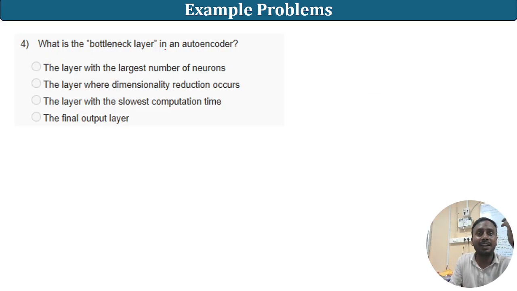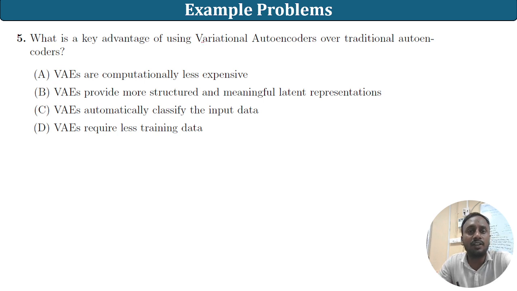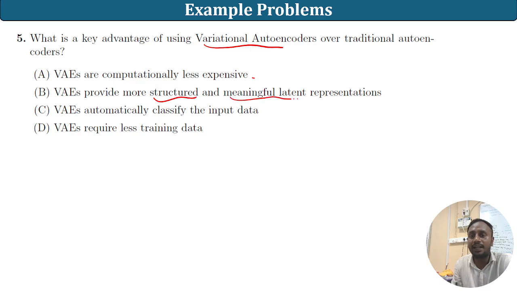What is the bottleneck in an autoencoder? It's the layer where dimensionality reduction occurs. Okay. What is the key advantage of using the variational autoencoder over the traditional autoencoder? Is it computationally less expensive? We can't say that. VAEs provide more structured and meaningful latent representation. Yes.